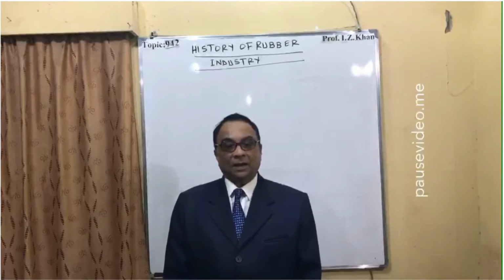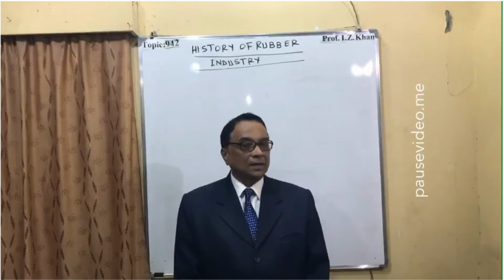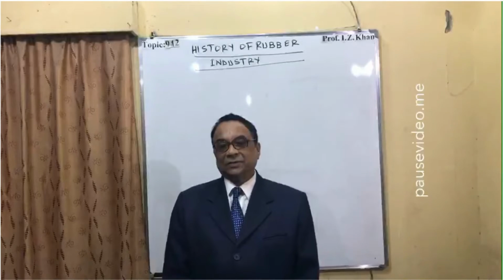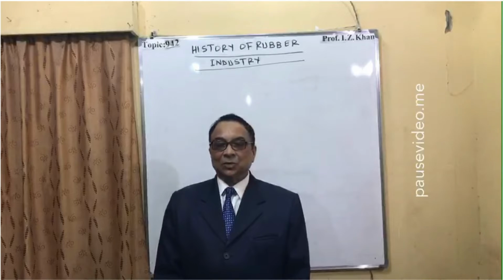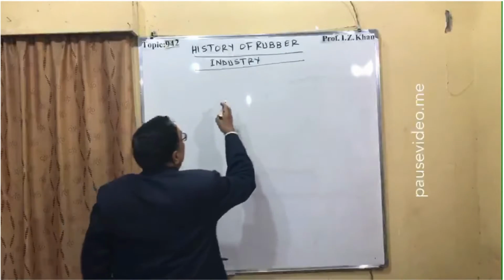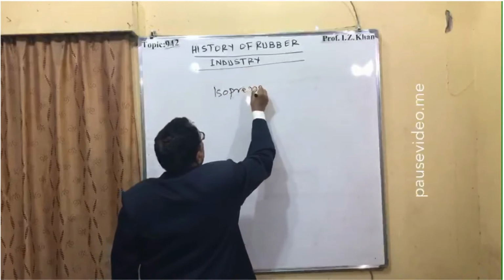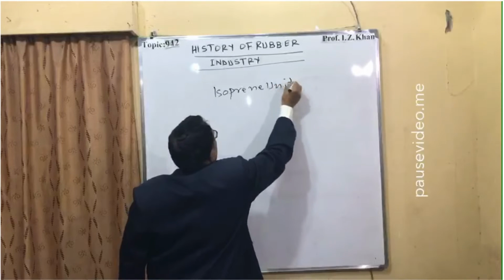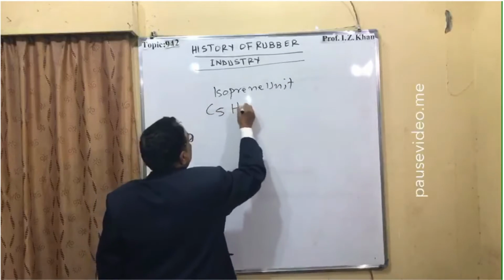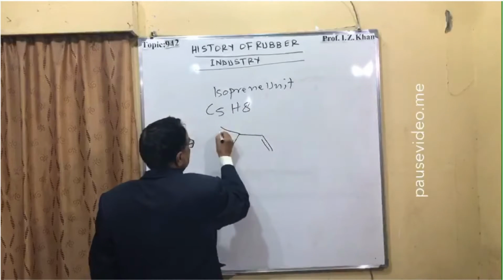And rubber is actually a polymer which is made up of a lot of monomer units, and the very common monomer unit which is used to manufacture rubber is known as the isoprene unit. And this isoprene unit is C5H8, and this C5H8 is like this.